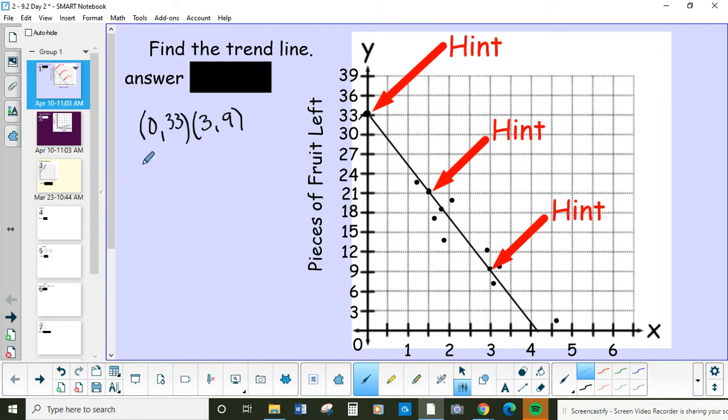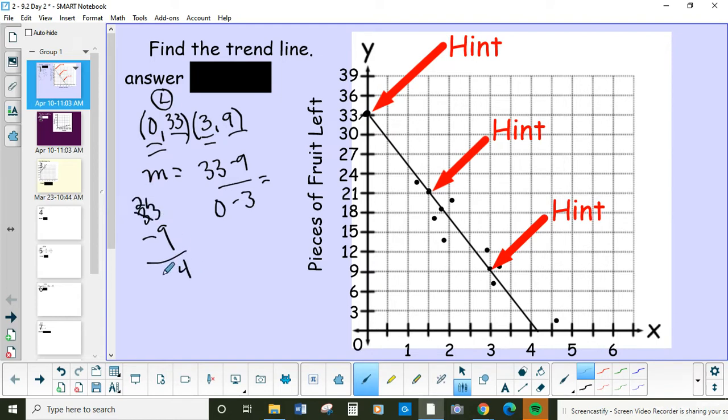And we've got to get slope and y-intercept. To get slope, we subtract our two y's. I'll go y minus y over x minus x. Watch your order, right? If I start on the left side on top, I've got to start on the left side on the bottom too. So I have to go 0 minus 3, even if that means I get a negative there, right? So 33 take away 9. We'll just go ahead and subtract those two, okay? Borrow if you need to. And it looks like we got a difference of 24.